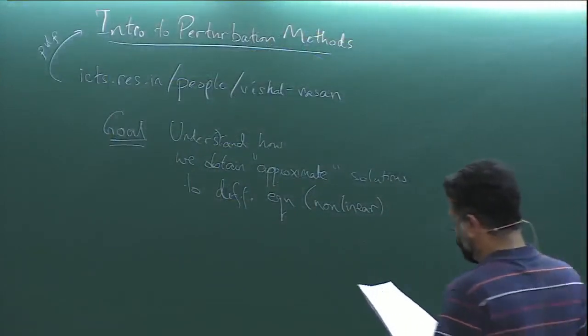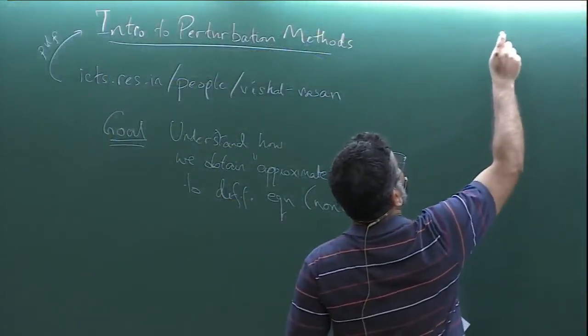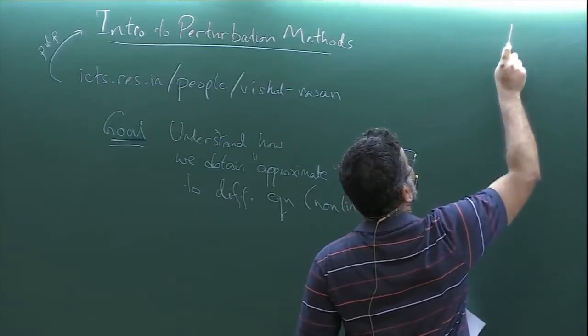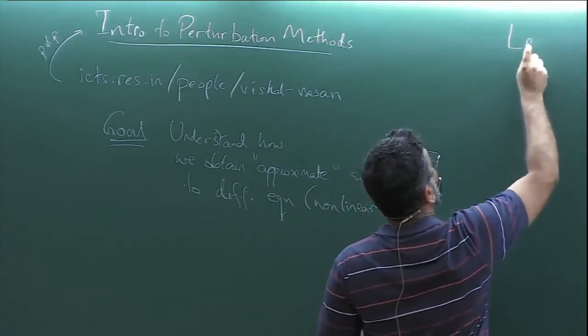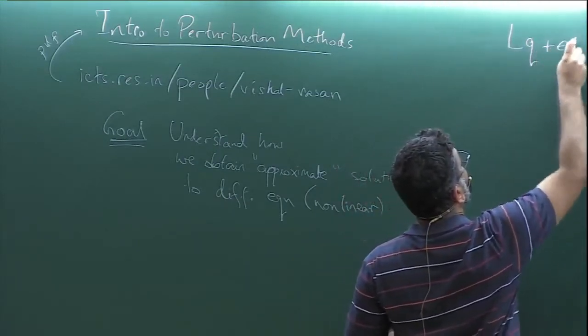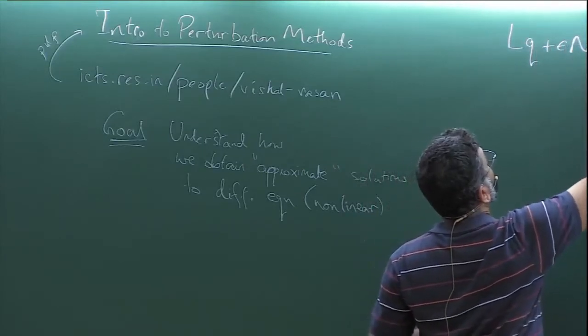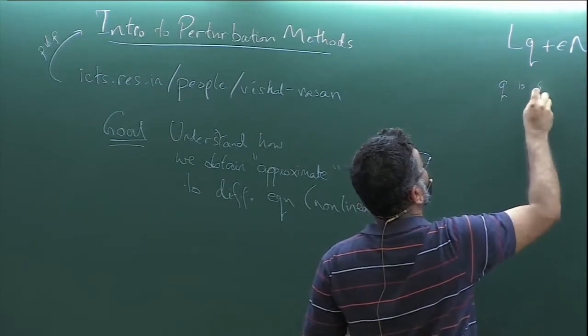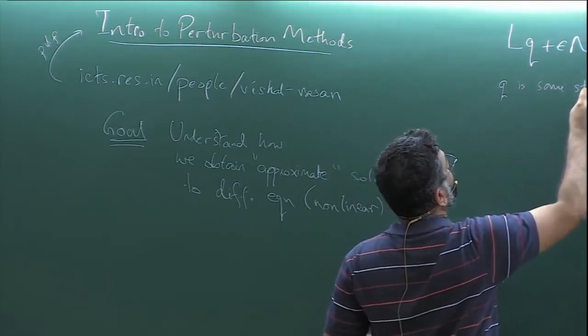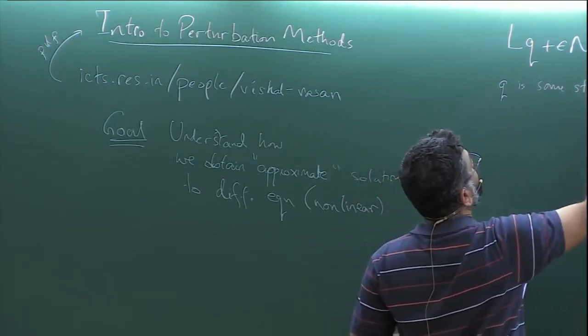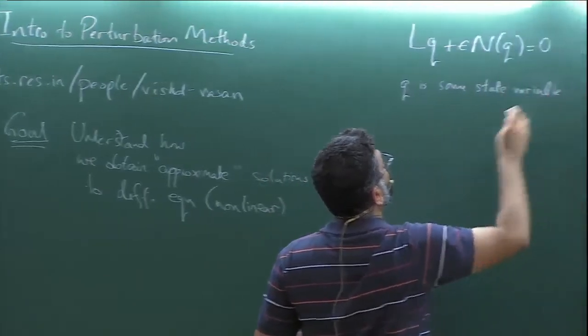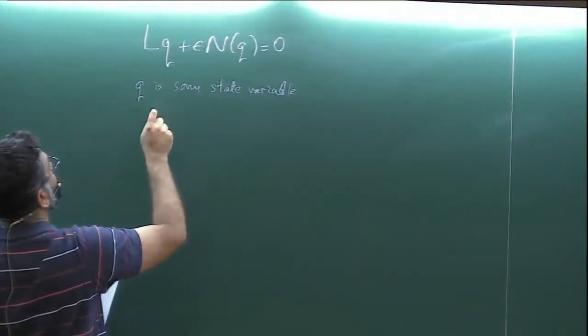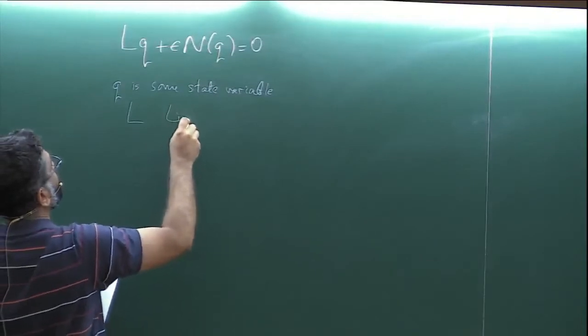Okay. So every equation we study will be of the form LQ + εNQ = 0. Here Q is some state variable that describes the state of your system, and L is a linear operator.